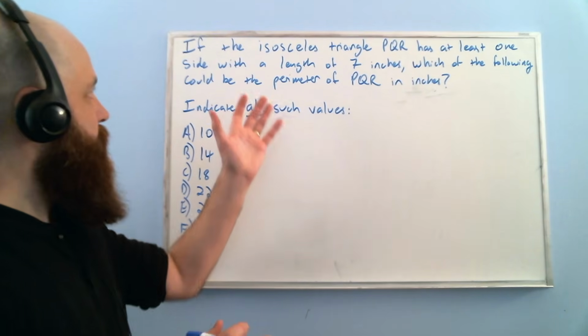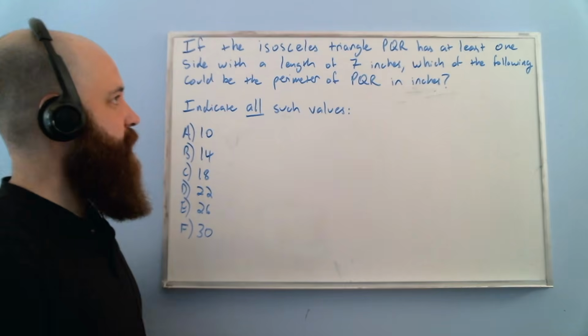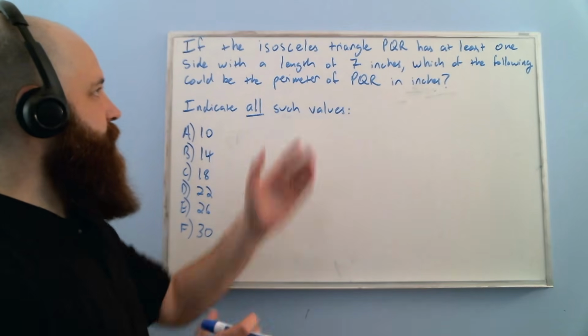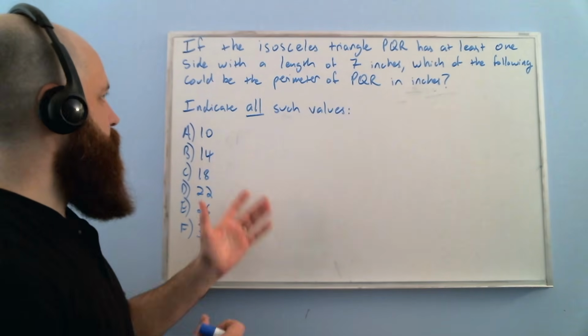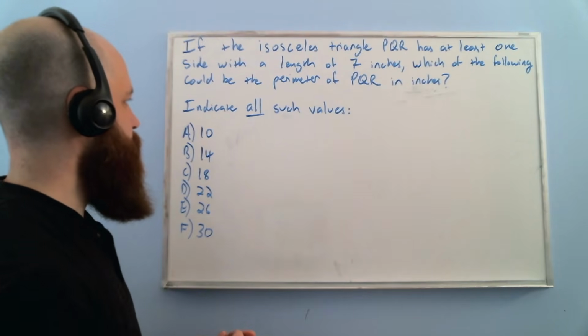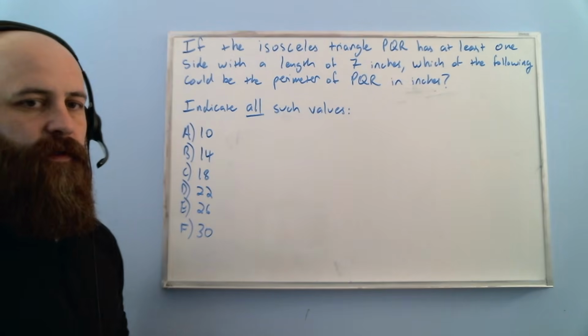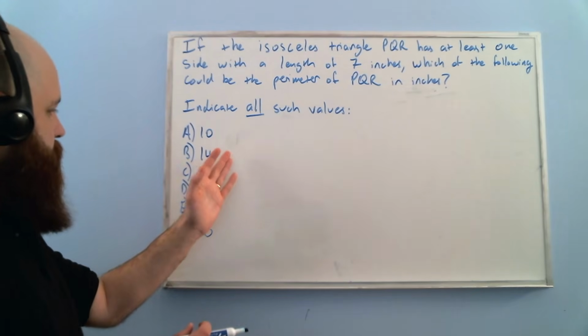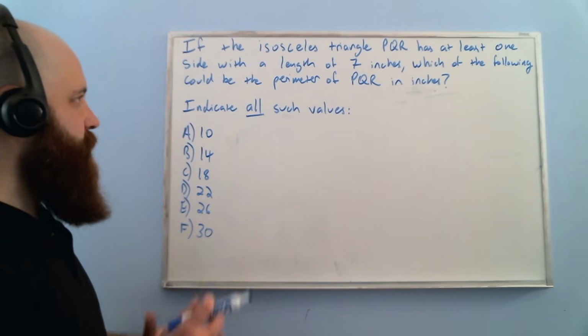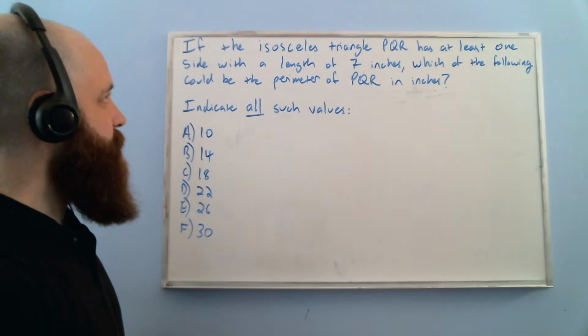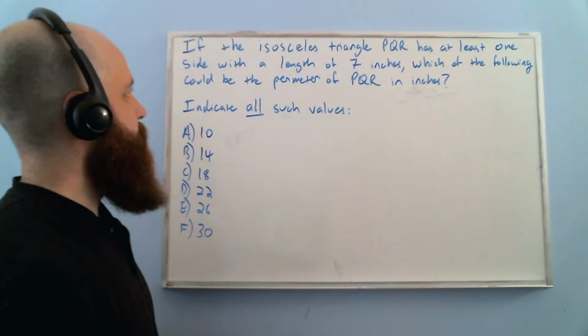Okay. If the isosceles triangle PQR has at least one side with a length of 7 inches, which of the following could be the perimeter of PQR in inches? Indicate all such values. I'm given a bunch of options here, so any of these that could fit as the perimeter, I want to select for my answer. Let's start thinking about the information we're given.